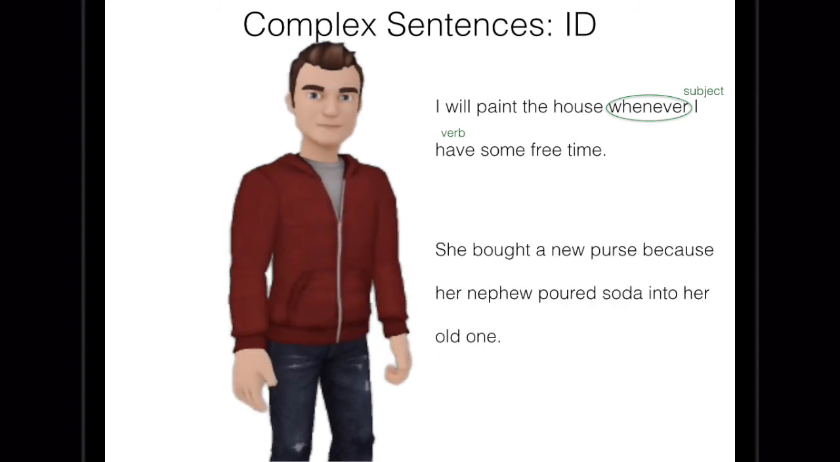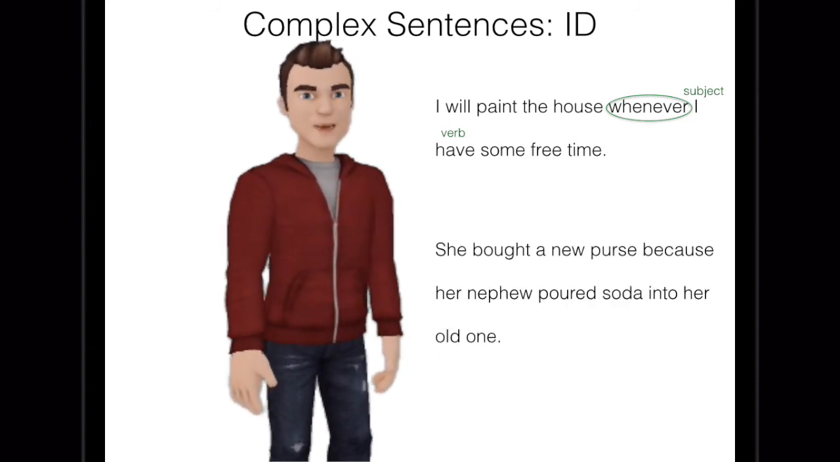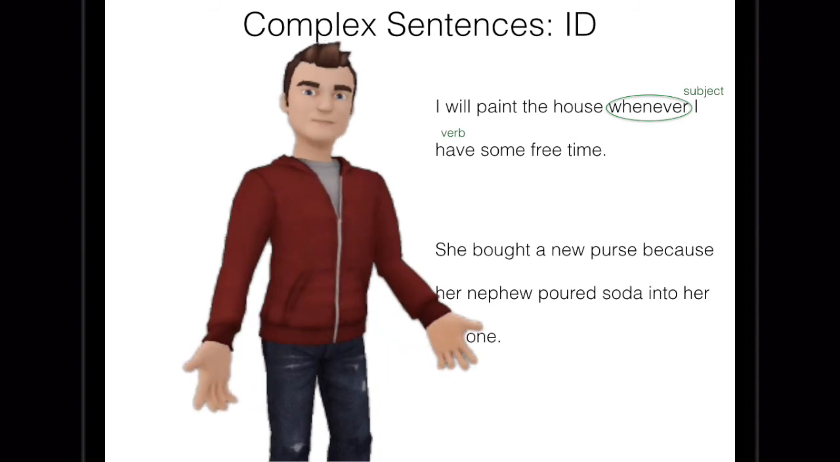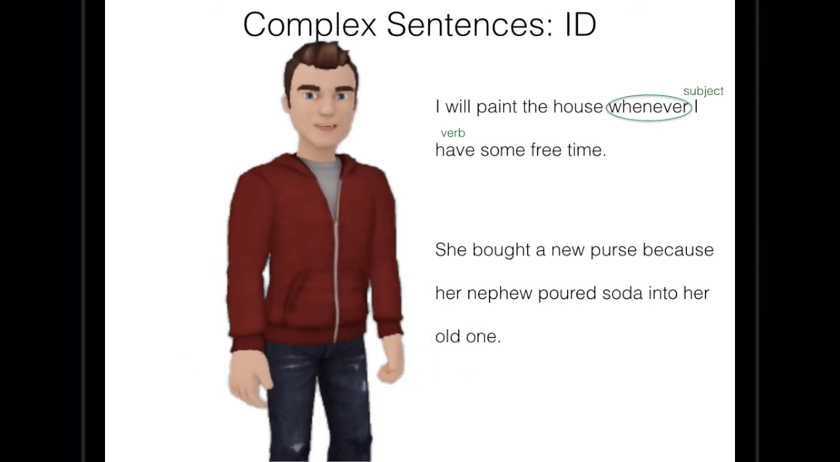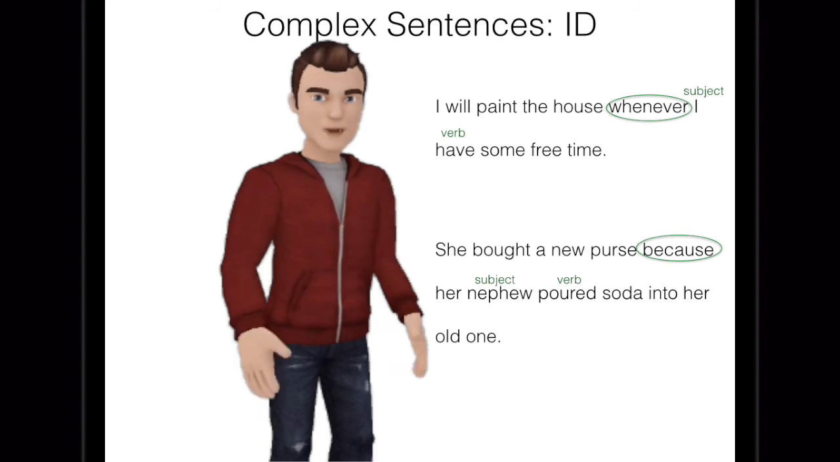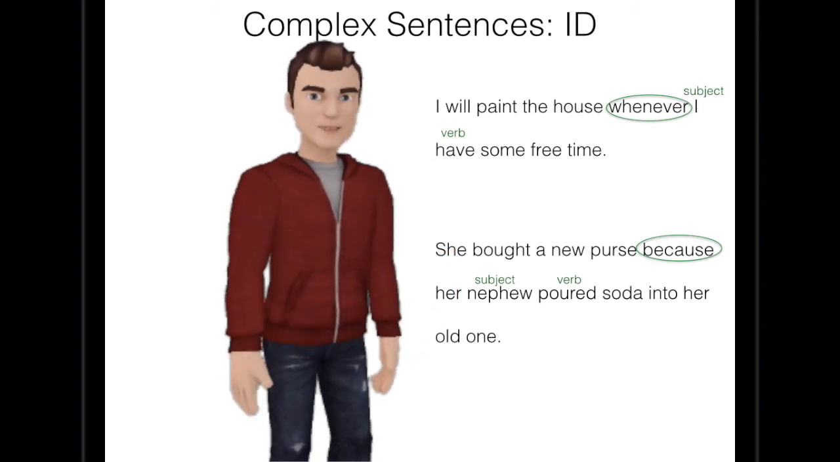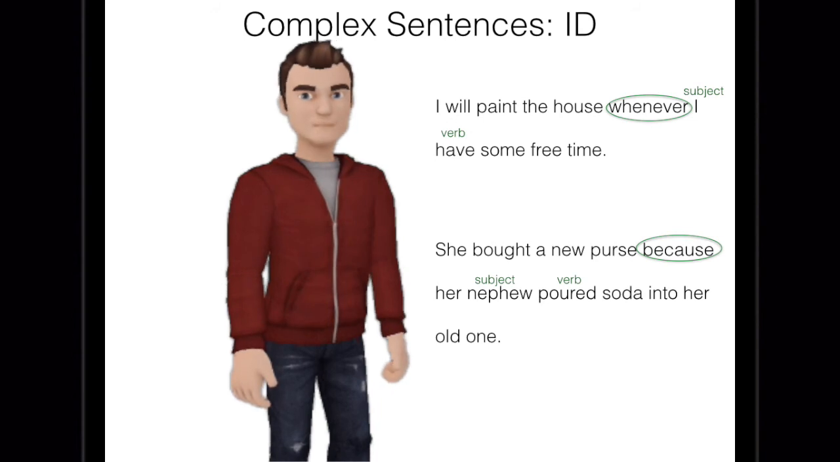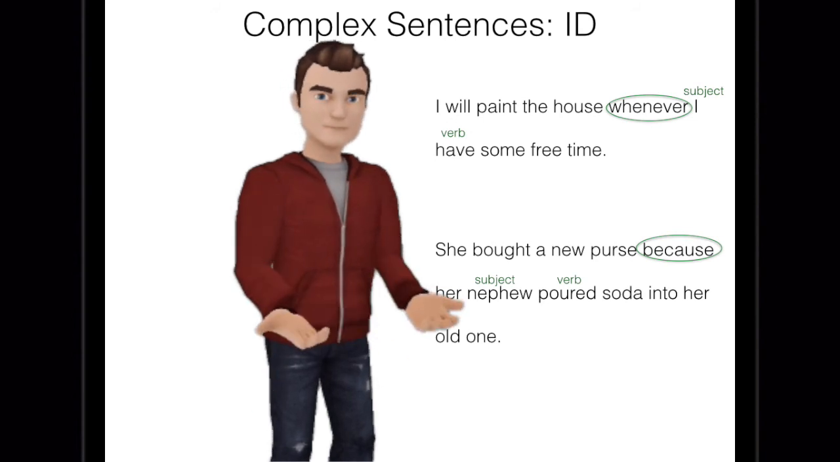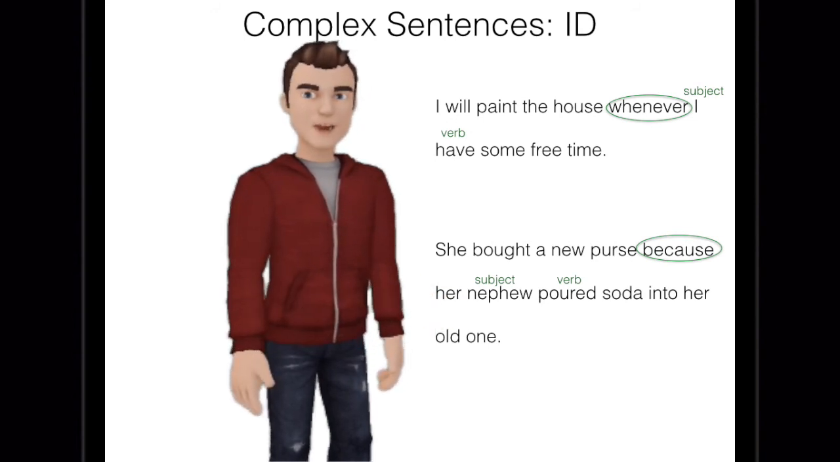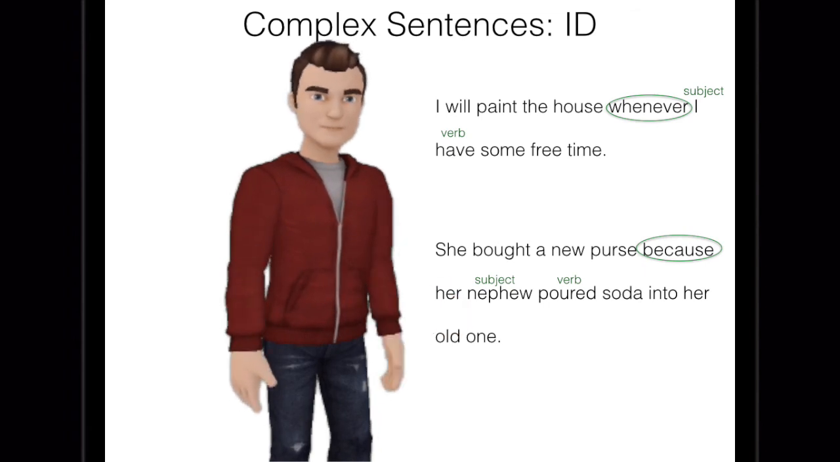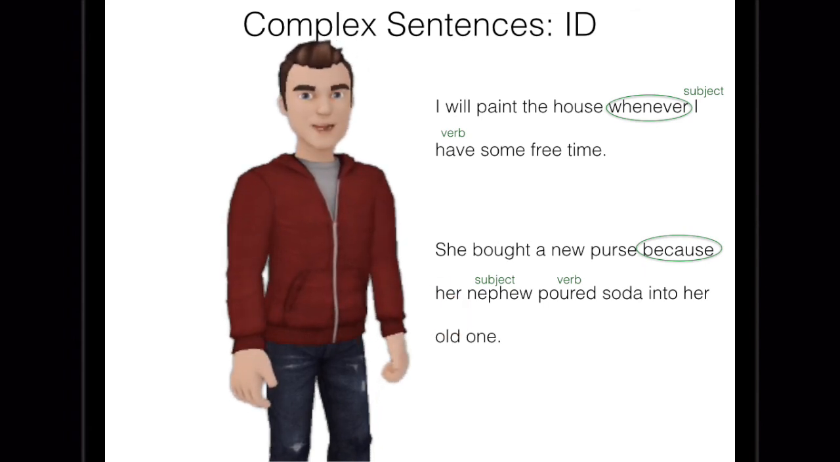Another sentence, she bought a new purse because her nephew poured soda into her old one. So if we look for the dependent clause, we have the word because, then we have the subject and verb after that. So once again, we start off with an independent clause. So we had a subject verb, she bought. Then we closed out with a dependent clause, because nephew poured.